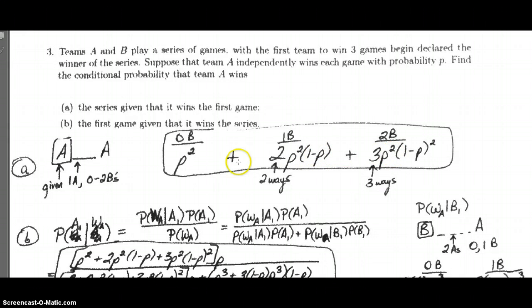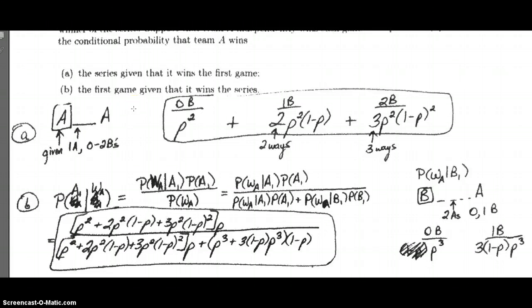When we have 2 B's, if you think about it, there's 3 things here. There's 2 B's and 1 A. So let's choose the spot for the A, 3 choose 1, or choose the spots for the B, 3 choose 2. Either will give you 3 as a coefficient. Then you have your 2 wins and your 2 losses all factored in. Add those up, you get the probability that A wins the series, given that it did win the first game.